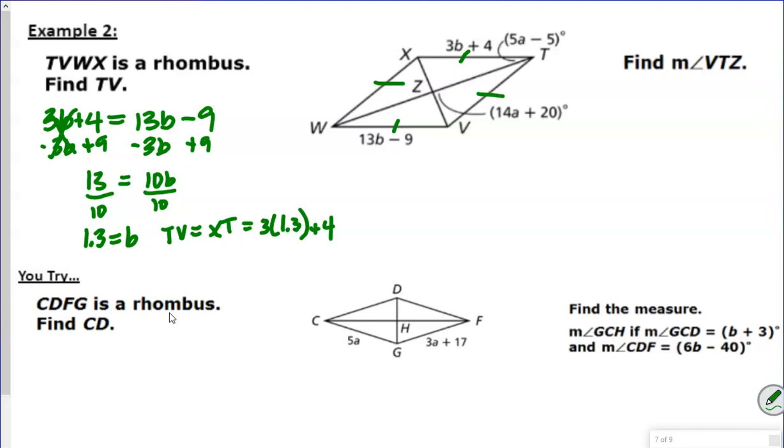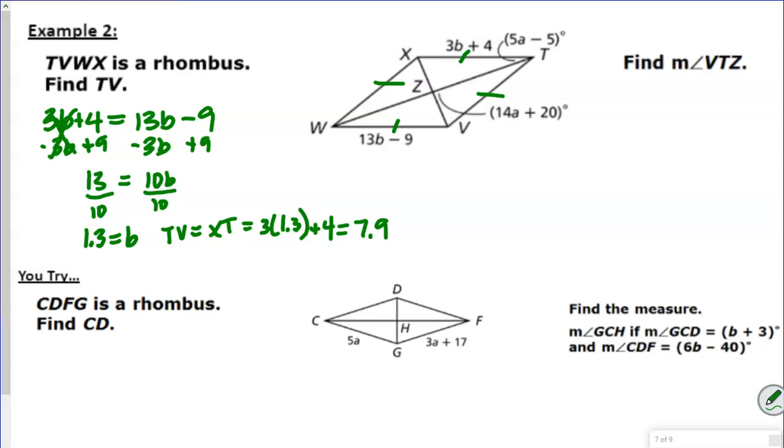So I got that it was 7.9. Okay? Which makes sense, right? Because 3 times 1 is 3, and 3 times 3 is 9. That would be 3.9 plus 4 is 7.9. Okay? Now it's asking us to find m, the measure of angle VTZ.